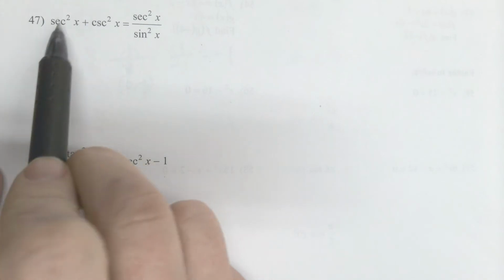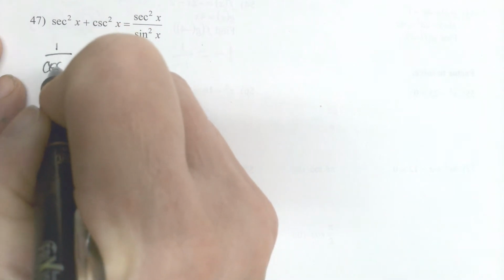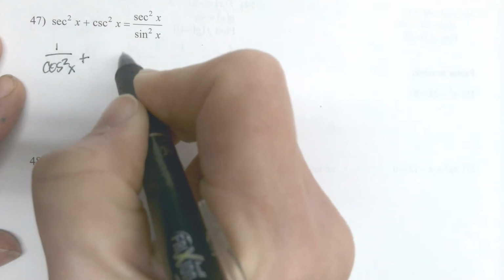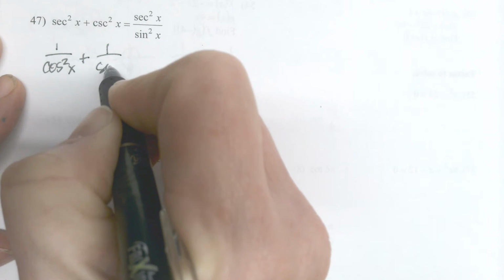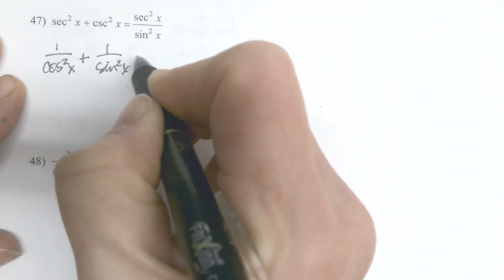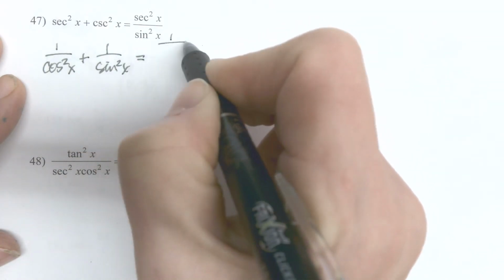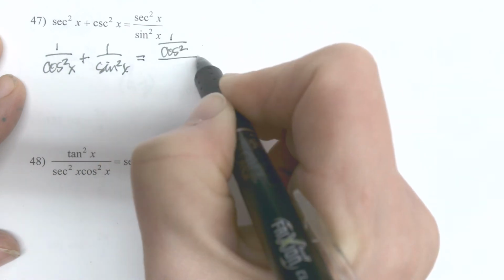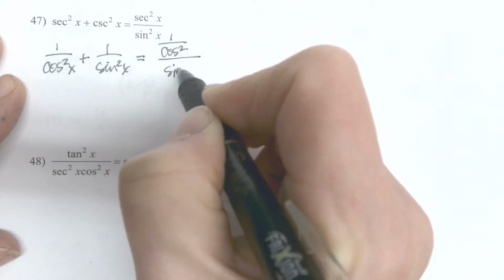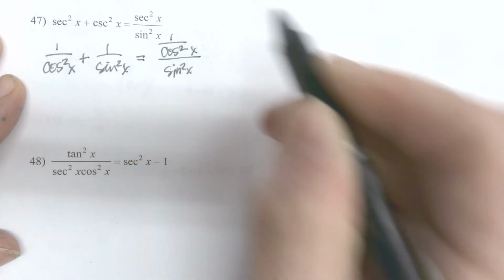So when you do the identities, again, especially when you're just getting started with them, my best recommendation is to rewrite it in terms of sine and cosine and work from there. So the secant squared is 1 over cosine squared, plus the next one is 1 over sine squared. And then I have 1 over cosine squared over sine squared. Those are x's.